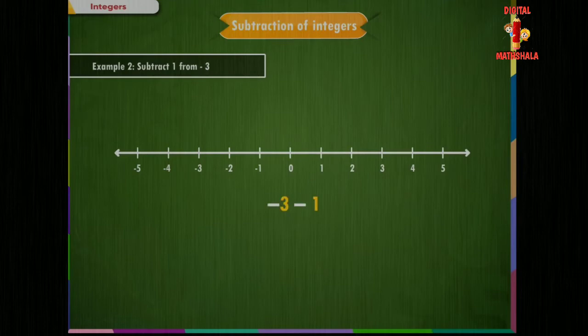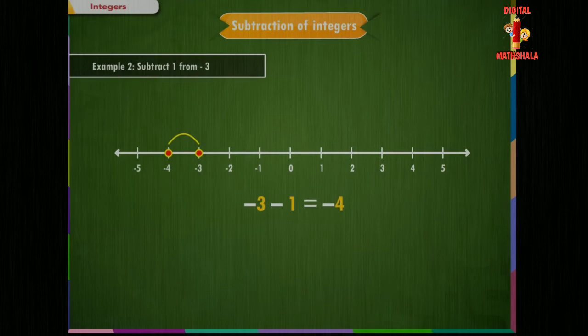We use a number line to solve this problem. Mark the first integer on the number line. Since we are subtracting a positive integer, that is 1, as per our rule, we start from our first integer, minus 3, and move 1 step towards left. We reach at minus 4. Therefore, minus 3 minus 1 is equal to minus 4.